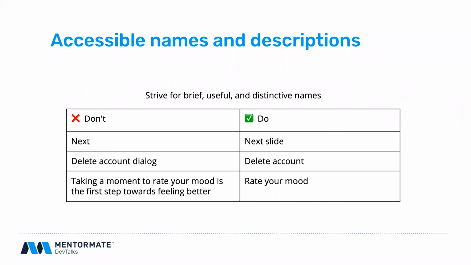Here's a quick reference table for do's and don'ts with naming things. As usual, strive for brief, useful, and distinctive names. For example, next is not distinctive enough. It could be a name that can be derived from the context, but if you have multiple next labeled buttons, for example, that wouldn't be enough. So do next slide. The second example is delete account dialog.